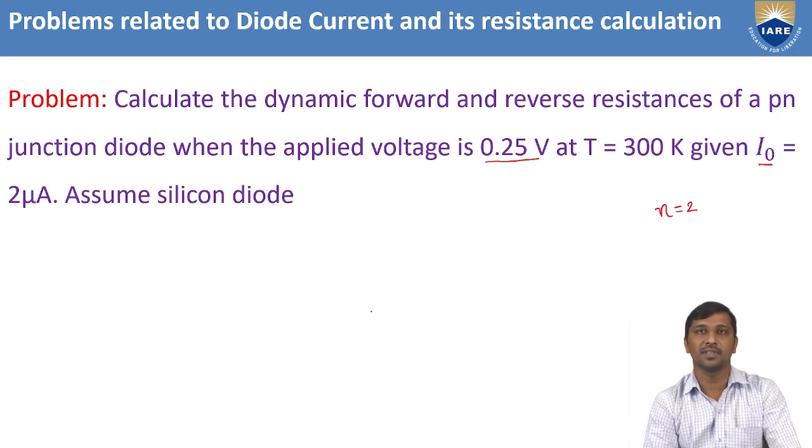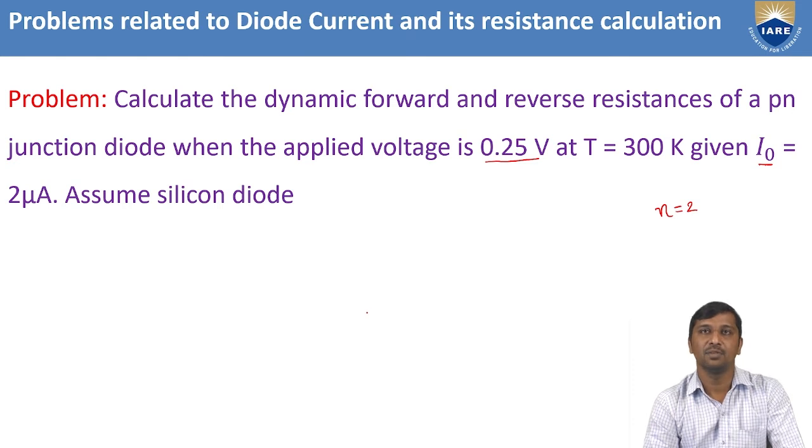Suppose in some problems they do not mention the type of the diode. In that situation, you can choose your own assumption. You can choose either that the diode type is silicon or germanium. That is your choice. Based on your assumption, if you assume the diode type is silicon, you should consider eta as 2. If you consider the diode type to be germanium, then you assume eta is 1. But here I mentioned that one.